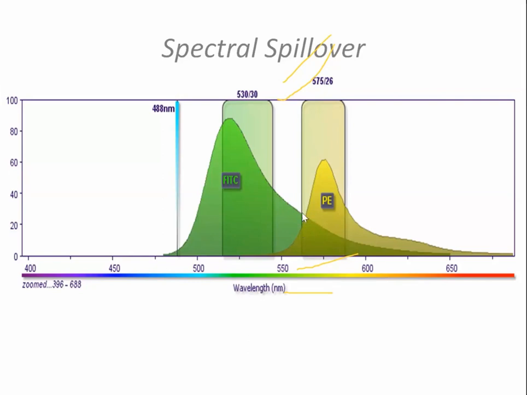This process of eliminating this non-specific signal in the PE channel from FITC is called compensation.